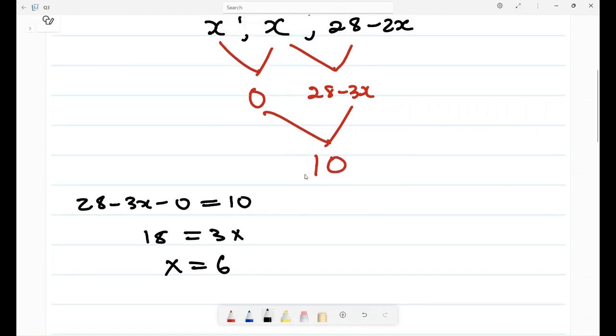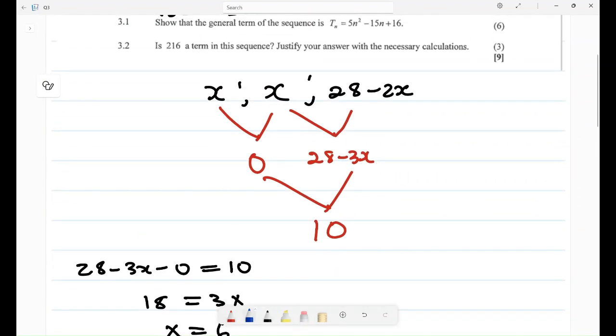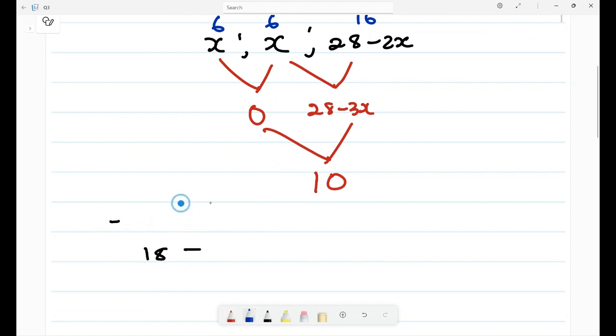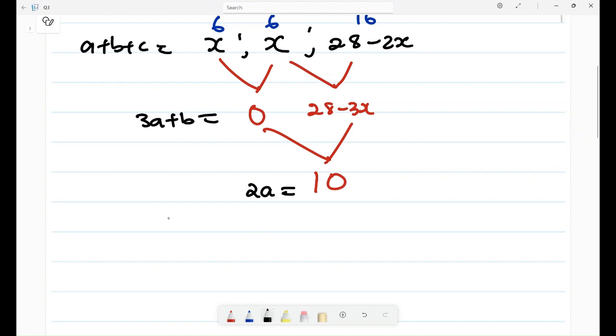Now that I know that x is equal to 6, I can come here and just put 6 here, and 28 minus 12 is 16. But what's important is me coming here and saying, all right, I know 2a is equal to this, 3a plus b is equal to that, a plus b plus c is equal to that. Now 2a is equal to how much? It is equal to 10. Therefore a is equal to 5.